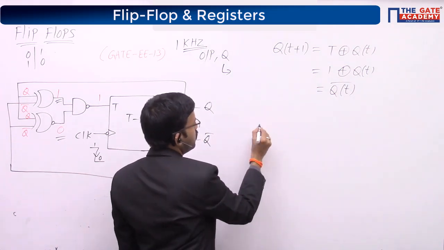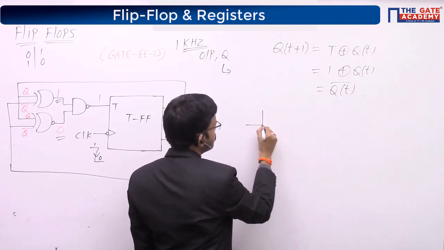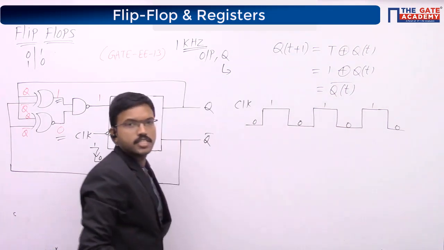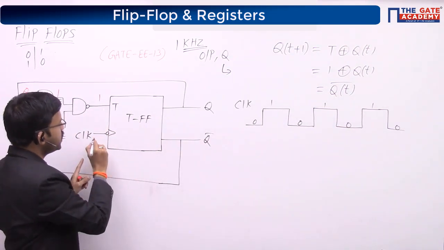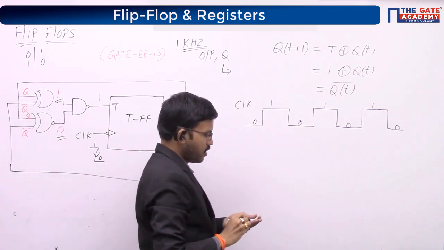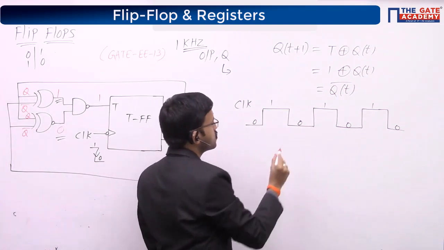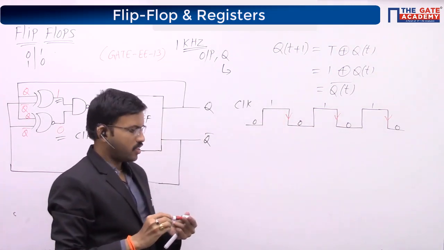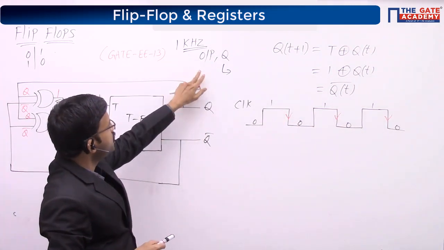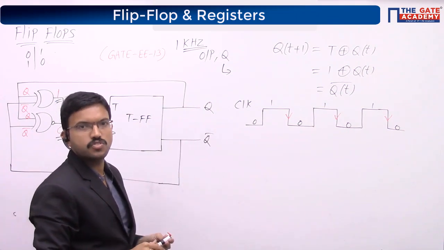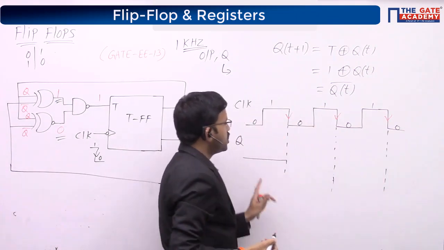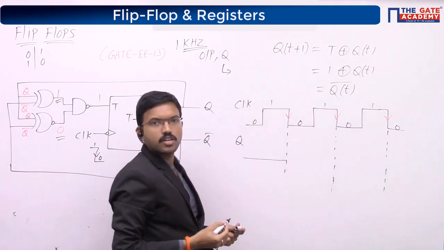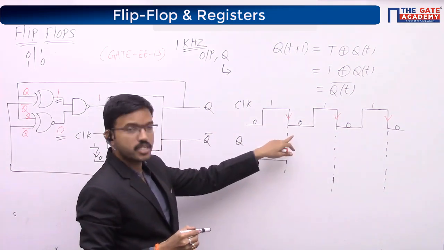So here first I am drawing the clock signal. This is the clock signal I am considering. This particular flip-flop will respond only at the negative edge of the clock signal, so here I am considering 1 to 0 transitions. Now, initially he has mentioned Q is 0. Initially Q is 0. Now, here we are getting a negative edge of the clock signal, that means a 1 to 0 transition.